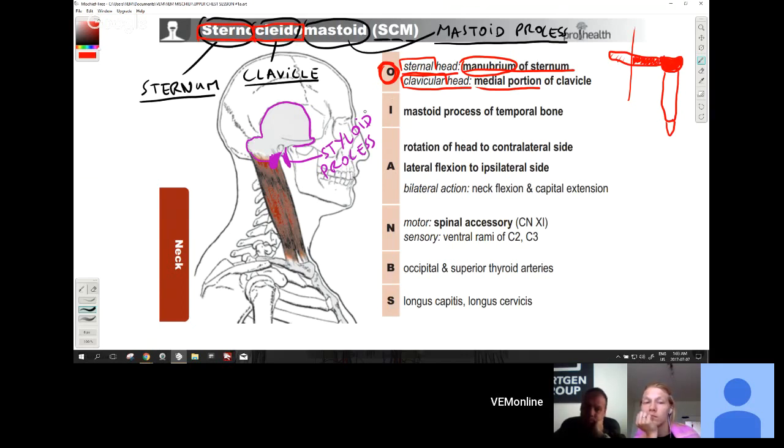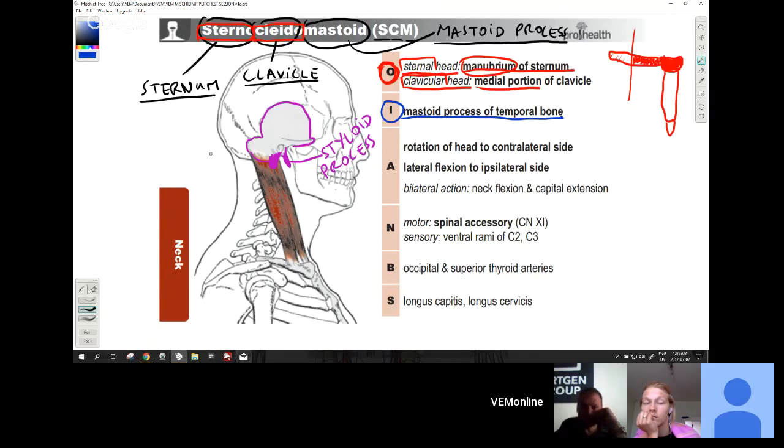And it inserts into mastoid process. Mastoid process, that's the biggest one. Sorry, that's not exactly blue. Okay, here we go. Insertion, mastoid process.